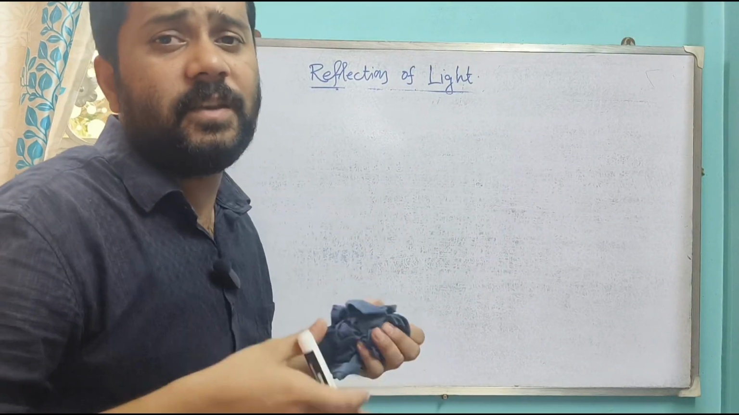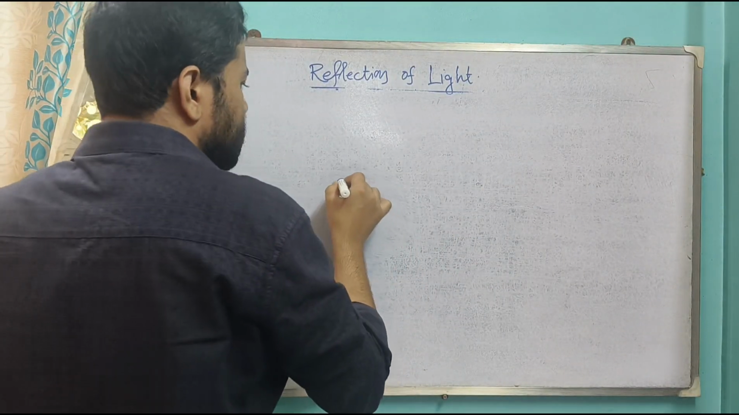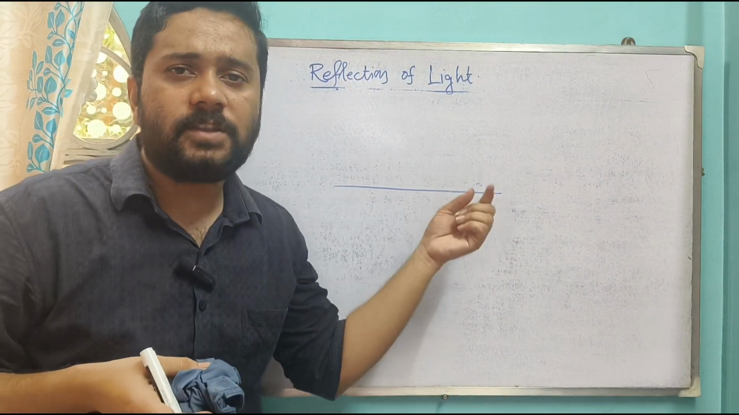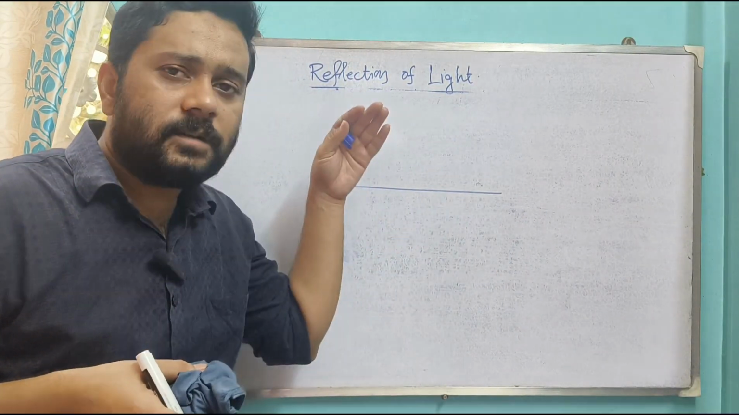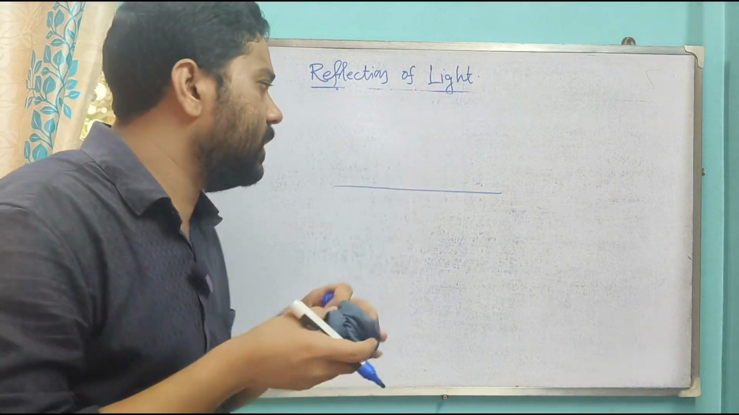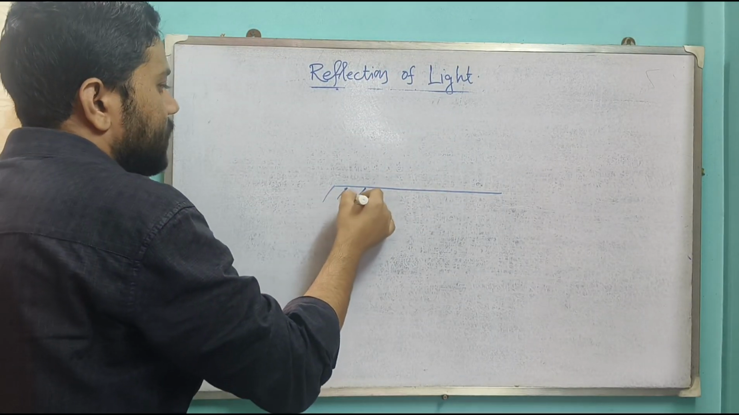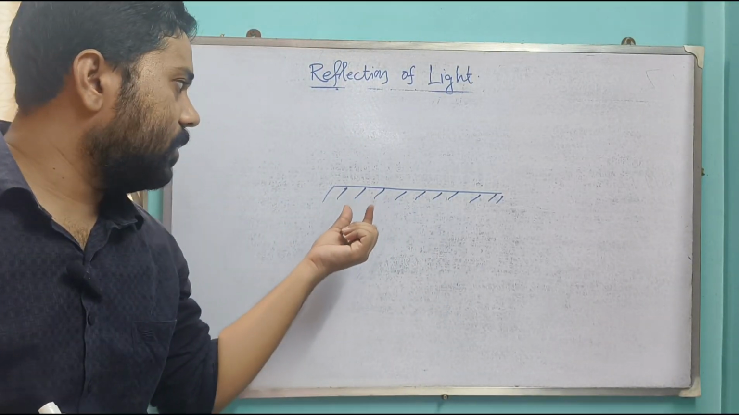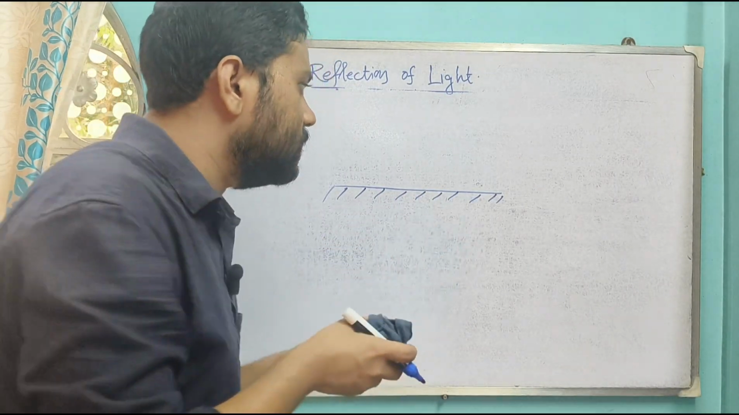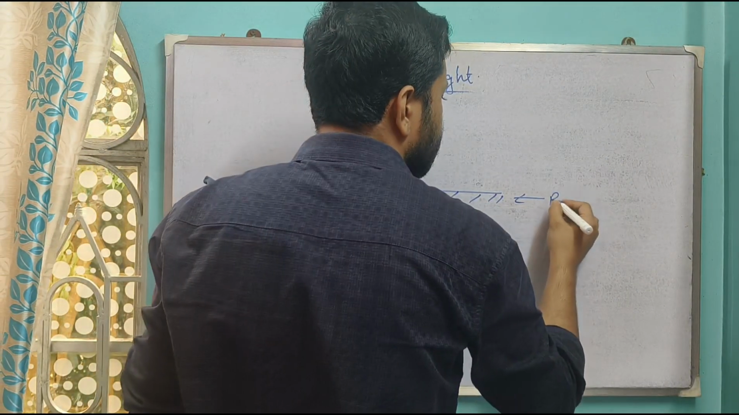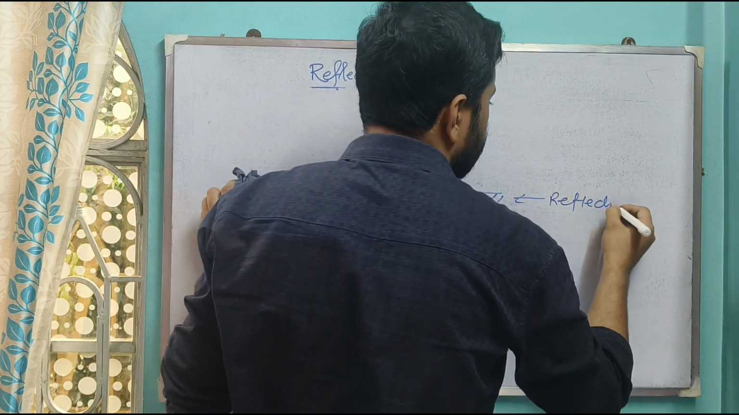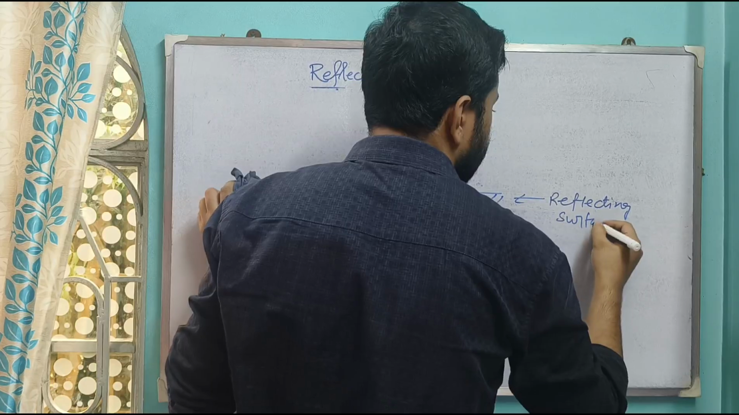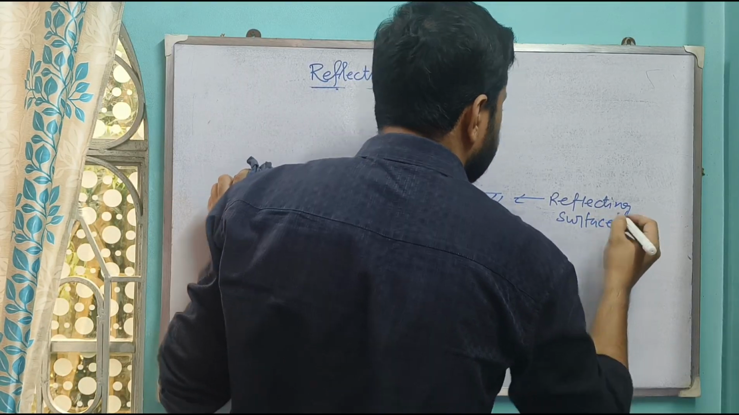So we can represent the reflection of light by a diagram. The surface on which reflection occurs, or the surface on which light strikes, you can call a reflecting surface. So I draw here a reflecting surface. You can write here the name of this surface: reflecting surface, the surface where reflection occurs.